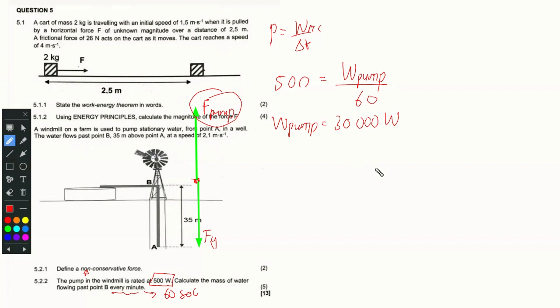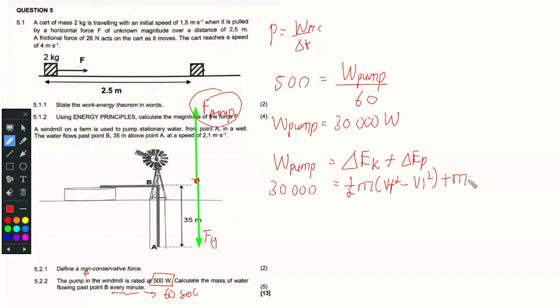So watts. And then now we have that. This is what we must consider. The pump is a non-conservative force, right? Work done by the pump is a non-conservative force. So we can say this will be equal to change in EK plus change in EP, which means that I have to put the 30,000 here and then break this down to half mass bracket final velocity square minus initial velocity square plus mg bracket height final minus height initial.